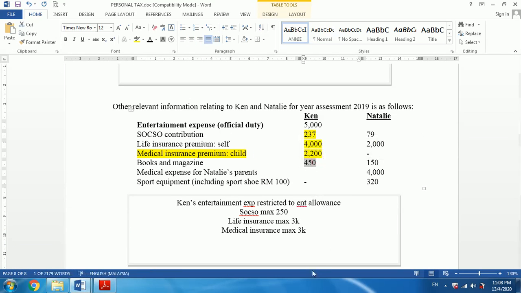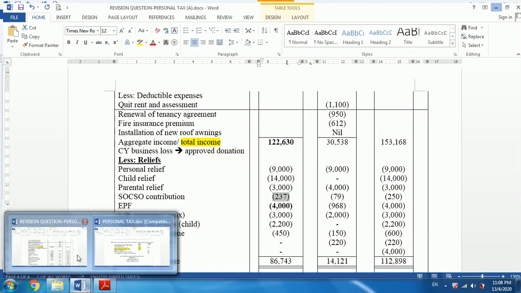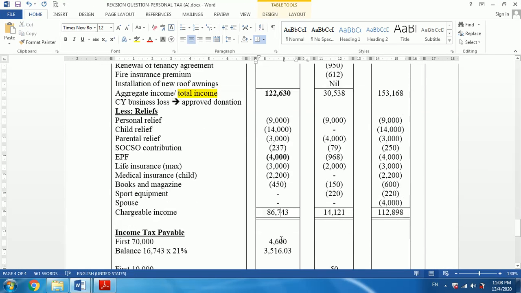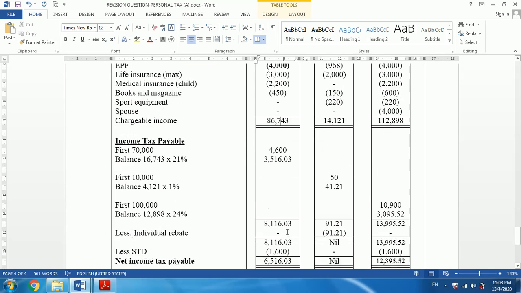And the next one, books and magazines, will be under the so-called lifestyle relief. Lifestyle relief maximum is 2,500, so he takes 450 as his answer. So this ends up as his chargeable income. Then the tax, because of the resident tax rates, he will get this first and balance. And because his chargeable income is above 35,000, no rebate is entitled even though he's a Malaysian resident.